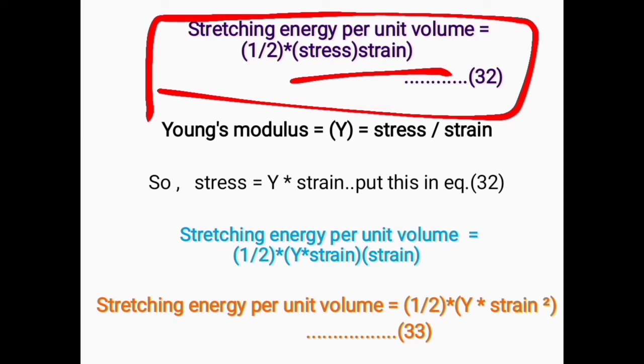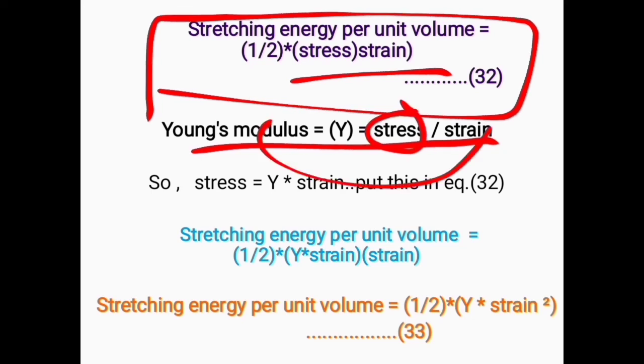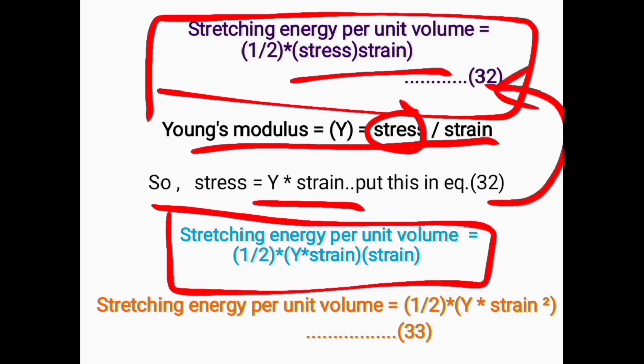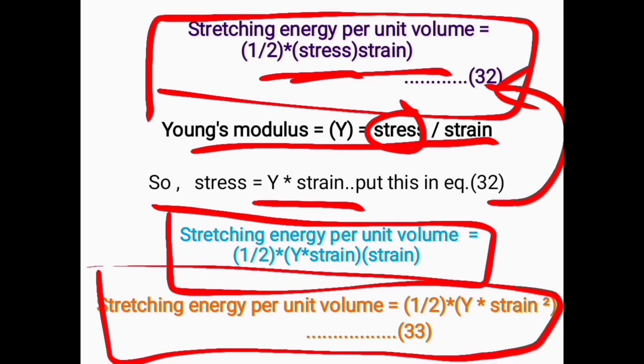And guys, here we have got stress into strain. We know the formula for the Young's modulus, that is Y is equal to stress by strain. By rearranging this Young's modulus formula, we get strain left side पर जाएगा. It becomes stress is equal to Young's modulus into strain. Put this value in equation 32, it becomes strain energy per unit volume is equal to half into stress की value put करना है, that is Y into strain into strain. It means that strain energy per unit volume is equal to half into Young's modulus into strain square. And this is an important equation, and this equation is 33.